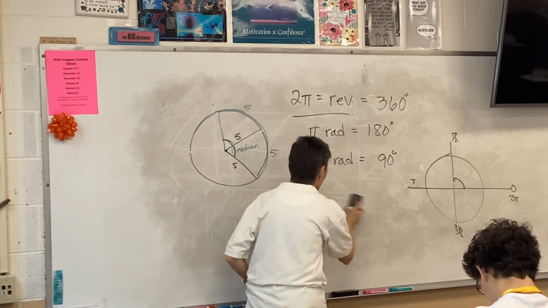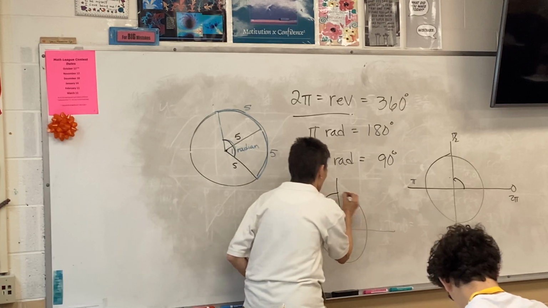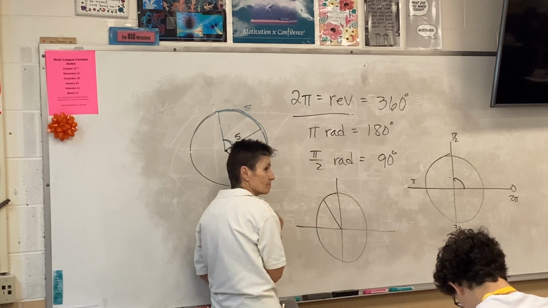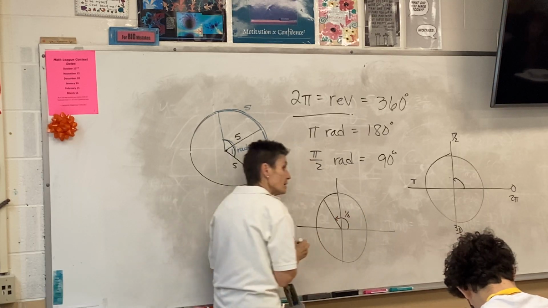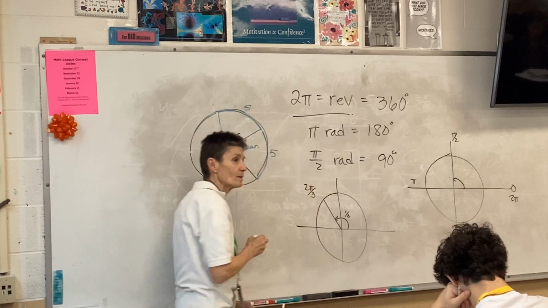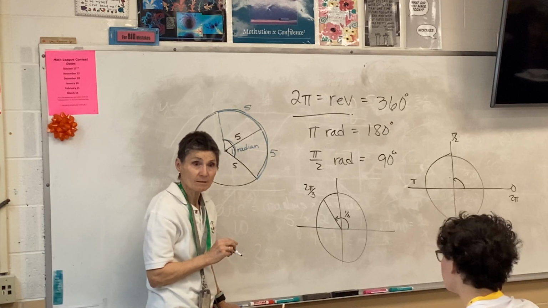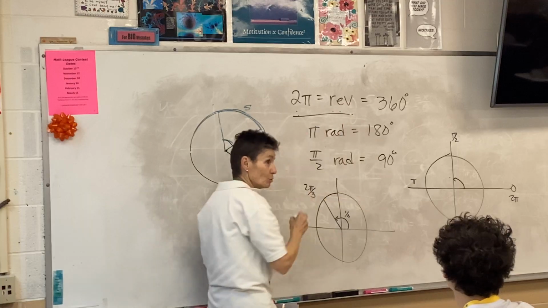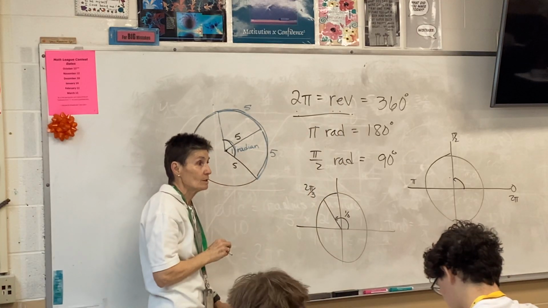Any thoughts on that? We're going to take our circle and go a third of the way around, which would be like over here maybe. 2 pi over 3. A third of the way. He says that angle's 2 pi over 3. What do the rest of you think? Yeah, it's a third of a revolution, and we know that a revolution is 2 pi. So a third of it would be 2 pi over 3.